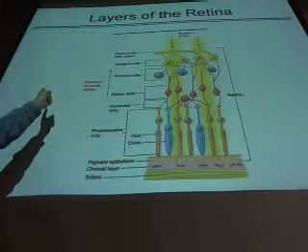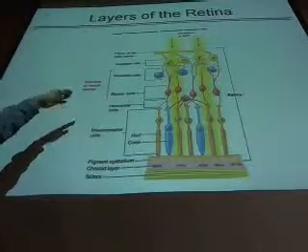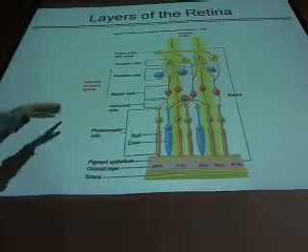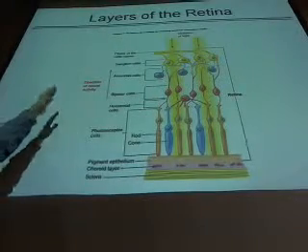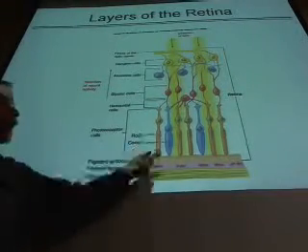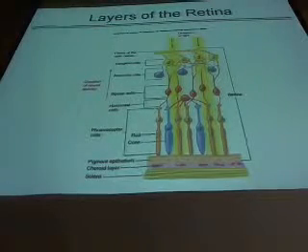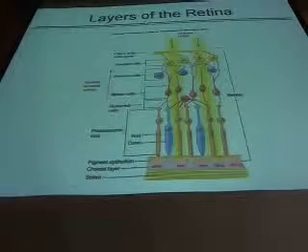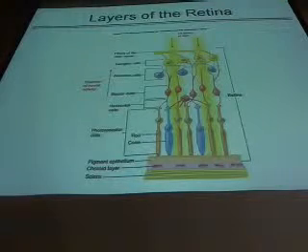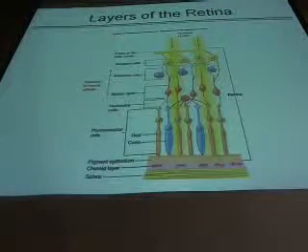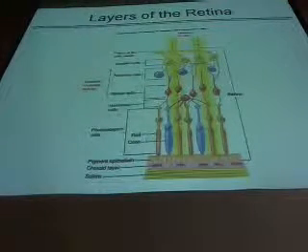Optic nerve fibers, bipolar cells, amacrine, ganglions. It's got to get through all that to get down to the photoreceptor cells. Why? I have no idea. But that's just how it is. That's the retina, layers of the retina.